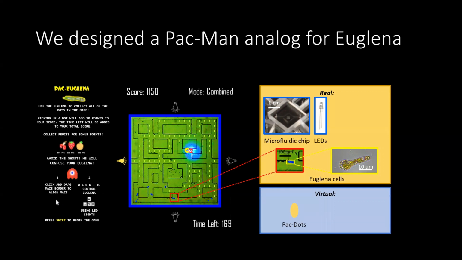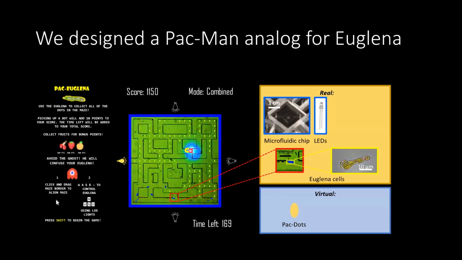But the virtual Pac dots don't have any real effect on the cells inside the setup, which is fine because in the original game, when Pac-Man runs into the Pac dots, they don't change his behavior in any way. This is not the case when he runs into a ghost. When Pac-Man runs into a ghost, he dies. The ghost has an effect on Pac-Man, and we thought it would be interesting to have a virtual object, such as a ghost, have a real effect on living cells. Of course, it would be cruel to kill or harm the Euglena if the cell were to run into a ghost that it can't even detect, so that was out of the question.